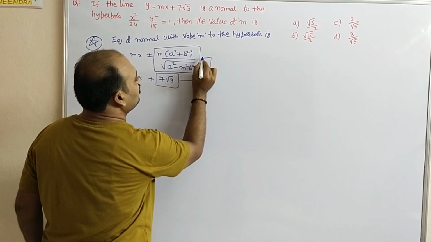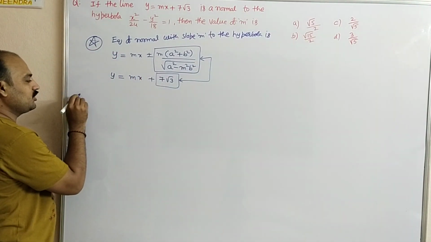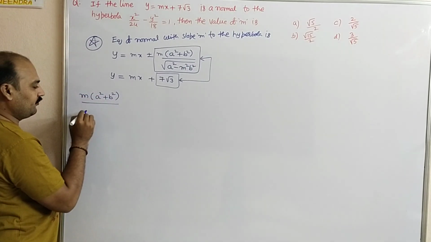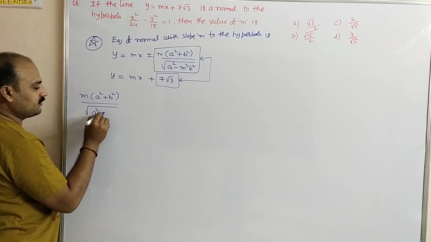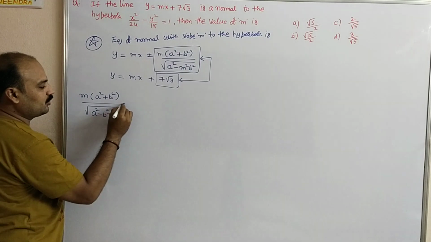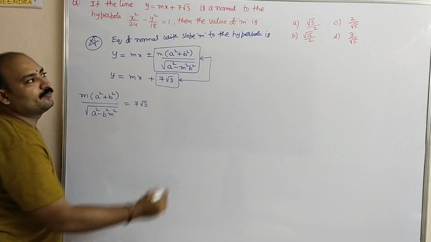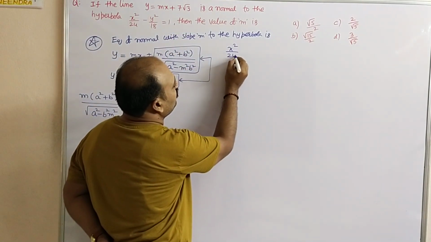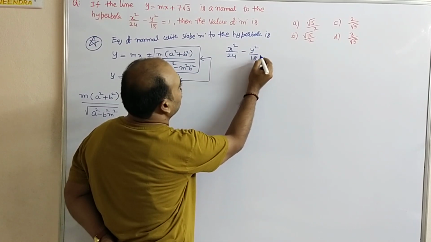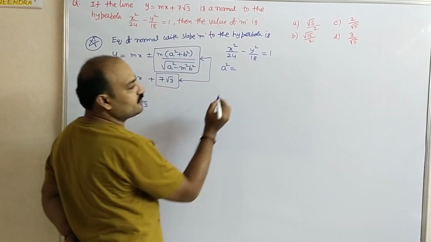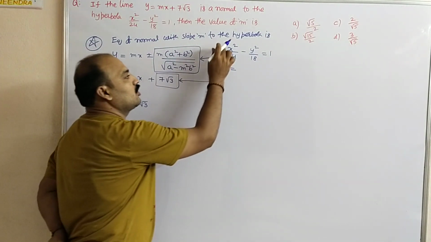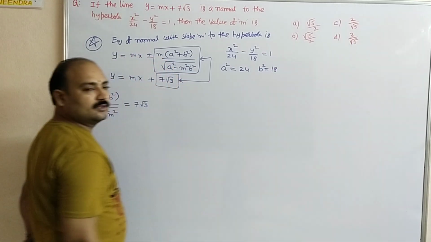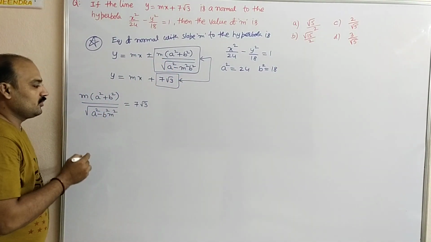So by equating these values, step by step we will do it. m(a² + b²)/√(a² − b²m²) = 7√3. Before doing that, the given equation of hyperbola is x²/24 − y²/18 = 1. Then compare this with the standard equation of hyperbola, x²/a² − y²/b² = 1: a² = 24, b² = 18. So substitute these values in this.